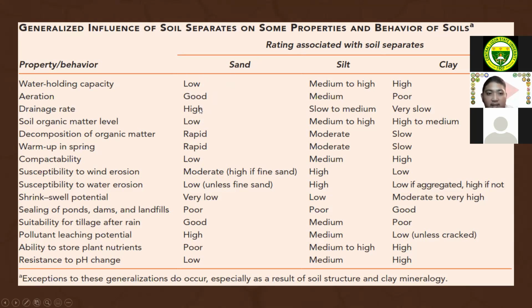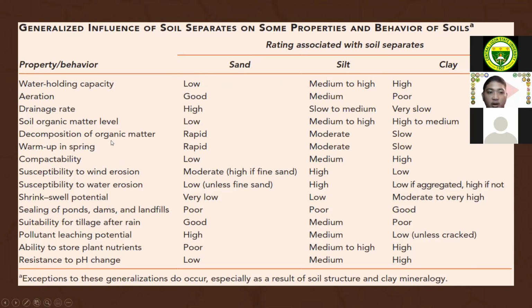In drainage, sand is high. Silt is slow to medium, and clay is very slow. Then, in terms of soil organic level, sand natin is low. Hindi nag-accumulate yung organic matter natin sa sand. Then, silt is medium to high. Then, clay is high to medium.